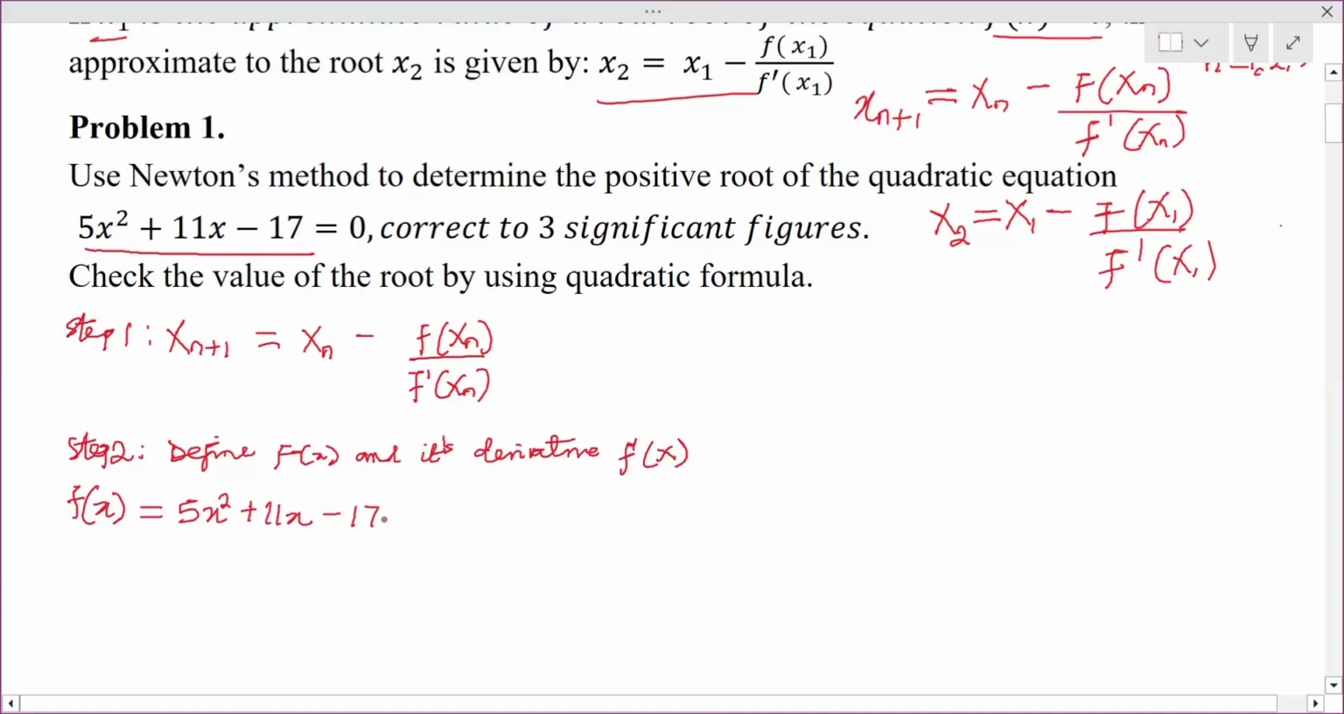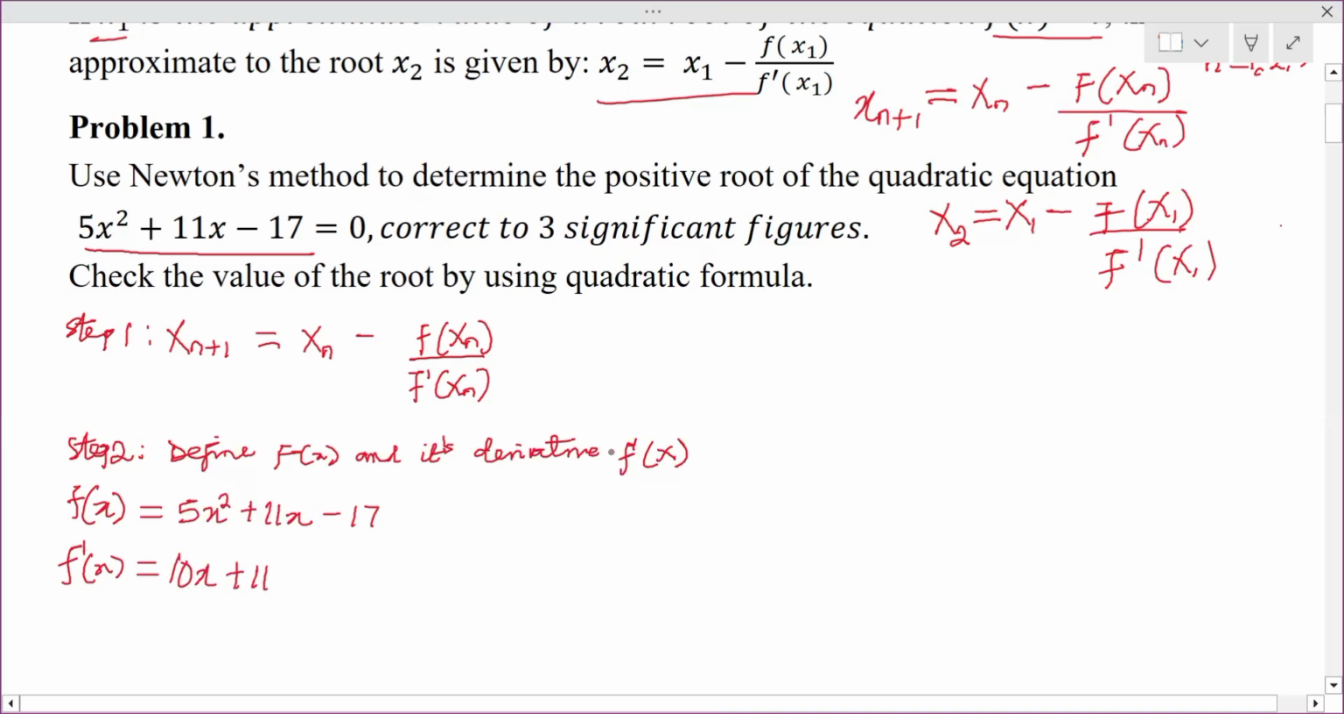So what will be our f prime of x? We are going to find the derivative of this f of x. So f prime of x is the derivative with respect to x of this function. We are going to have 2 multiplied by 5, that will be 10x plus 11. The derivative of a constant is 0. So f prime of x is 10x plus 11.